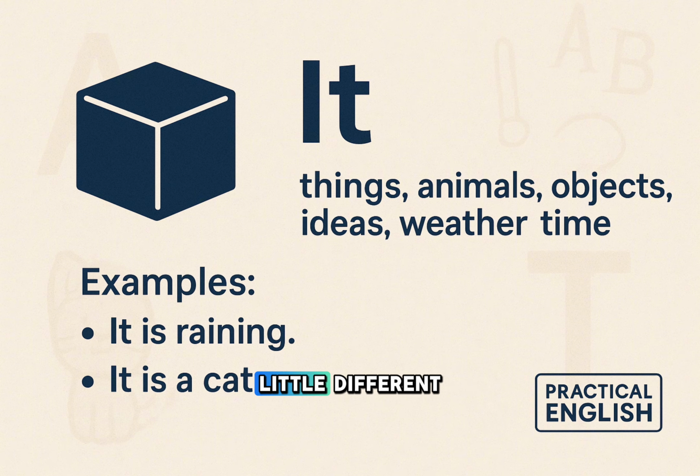Next we have it. This one is a little different. We use it when we're talking about things, objects, animals, or ideas, not people. Yes. For example, this is my phone. It is new. Or, the book is interesting. It has many pictures. We also use it for the weather and for time.